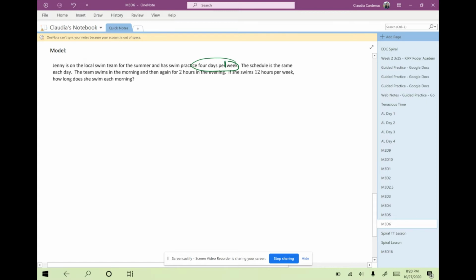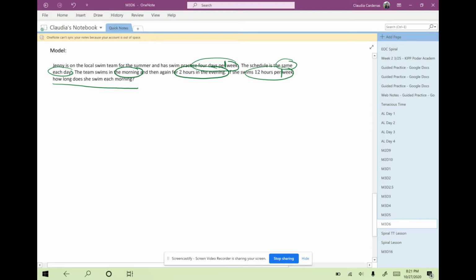The schedule is the same each day. So I'm going to circle that because it's the exact same every day. There isn't anything different on Monday or Thursday or Saturday. The team swims in the morning and then again for 2 hours in the evening. If she swims 12 hours per week, again, in that 1 week, she swims 12 hours. How long does she swim each morning?